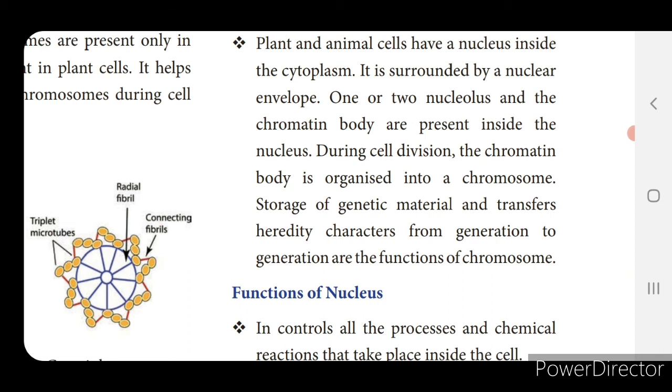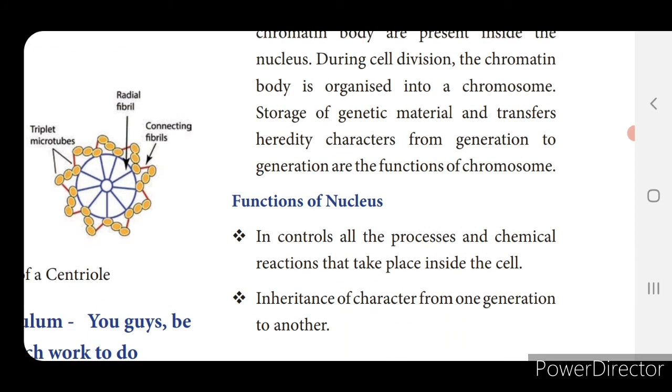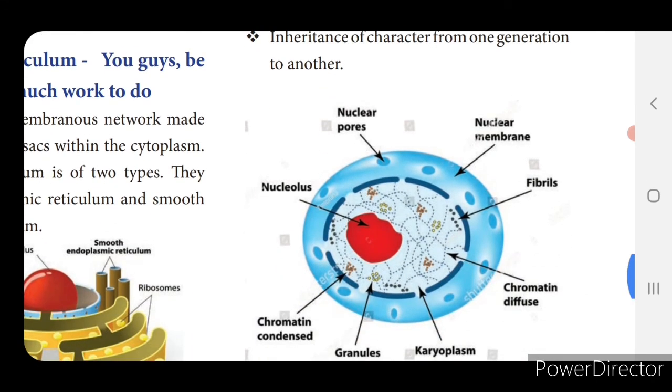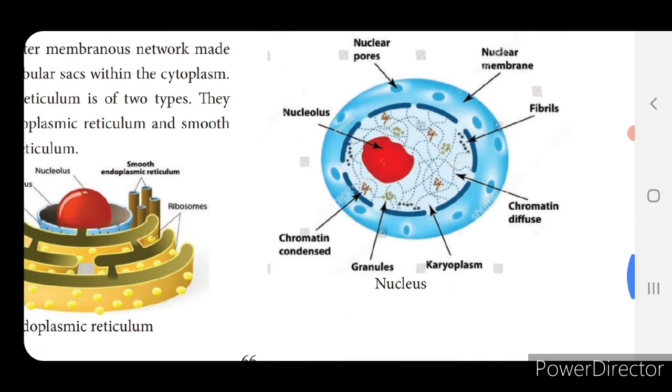So what are the functions of the nucleus? It controls all the processes and chemical reactions that take place inside the cell. It is a controlling structure present in the cell. It is also responsible for inheritance of characters from one generation to another. So the structure of the nucleus is also given. The structure of the nucleus, mitochondria, endoplasmic reticulum, and Golgi body are all very important, and we have to learn all these parts.